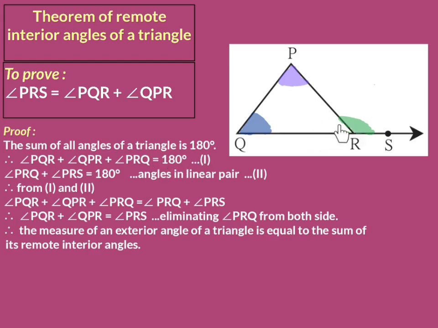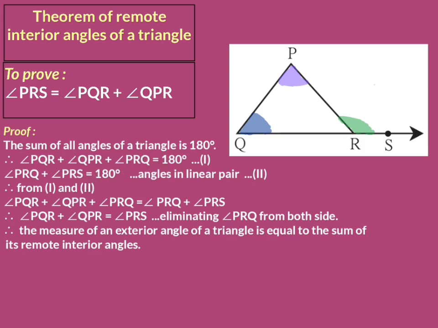Now look at these two angles, that is angle PRS and angle PRQ. These two angles form a linear pair. Hence these two angles are angles in linear pair, and we know the sum of measures of angles in linear pair is also 180 degree. Hence measure angle PRQ plus PRS is equal to 180 degree. Reason will be angles in linear pair. Suppose this is statement number 2.